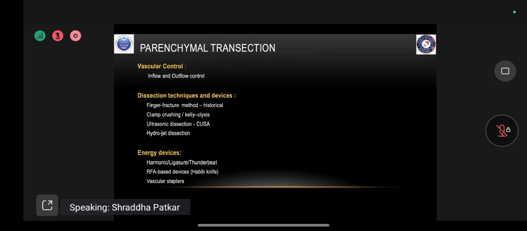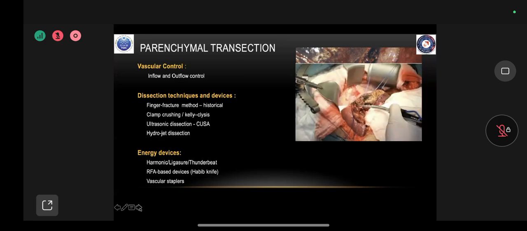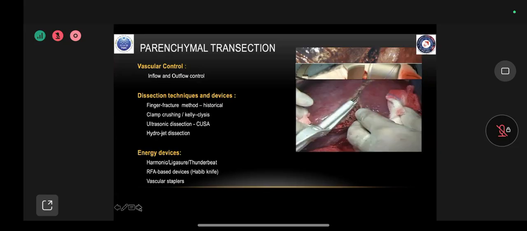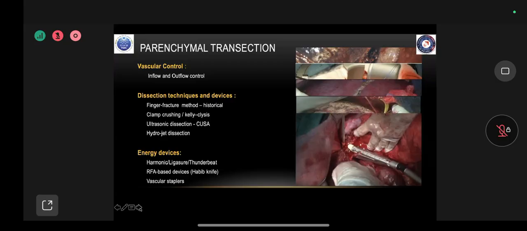So these are the various techniques which I already said. You have the classical finger fracture method, the Kelly clamp, ultrasonic devices, the water jet, and the energy devices. Either you have the Harmonic, LigaSure, or ThunderBeat. There are in fact RFA-based techniques as well. And lastly, you can use vascular staplers as a final step for sealing before you take out the specimen.